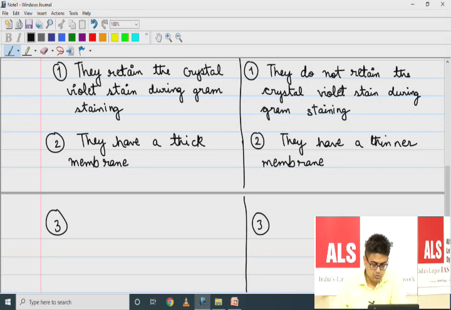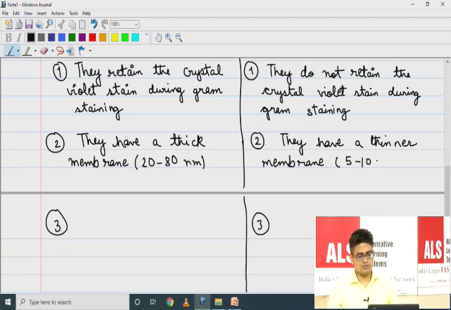If you want to know the thickness, gram-positive bacteria have a thick membrane of about 20 to 80 nanometer. It is very variable. But in the case of gram-negative bacteria, it is only 5 to 10 nanometer. It's nanometer, not millimeter. Millimeter is quite large. If it was so thick, we could have easily observed it. But it is not the case.